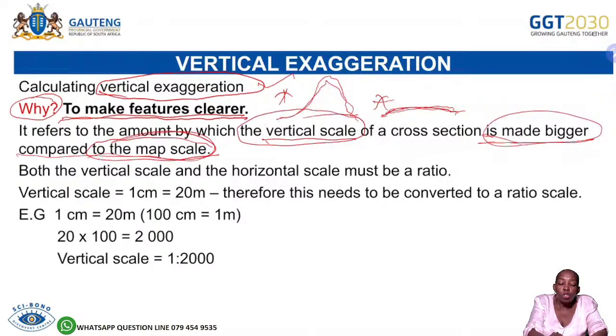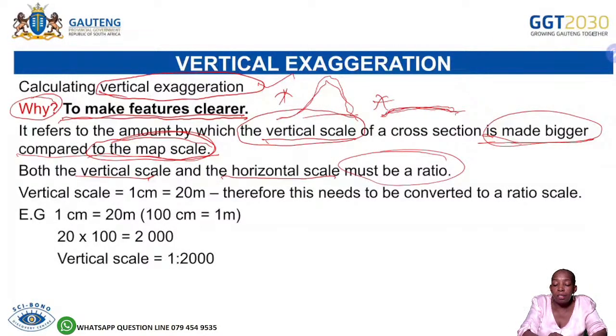All right. So both the vertical scale and the horizontal scale, when we calculate the vertical exaggeration, they must all be in the form of a ratio.